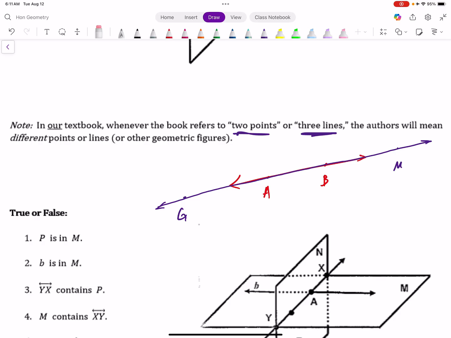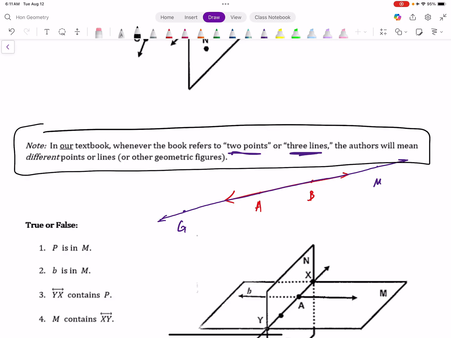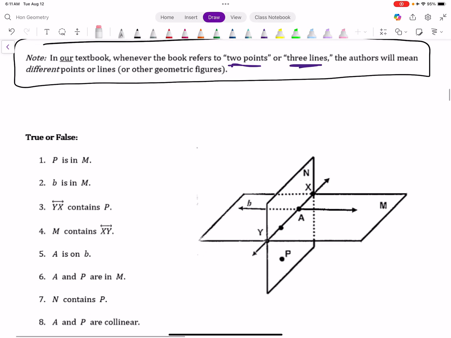Unless somebody tells you, here's what I'm going to mean the entire year, then if somebody says 2 lines, you shouldn't assume that they're 2 different lines. But I'm telling you now that anytime we talk about anything in the textbook, when they say 2 lines, they're going to mean 2 different lines, 2 distinct lines. 3 planes, they're going to mean 3 distinct planes. So you don't have to worry about that. But that's not the case on standardized tests. You just got to be careful and make sure everything's all right.